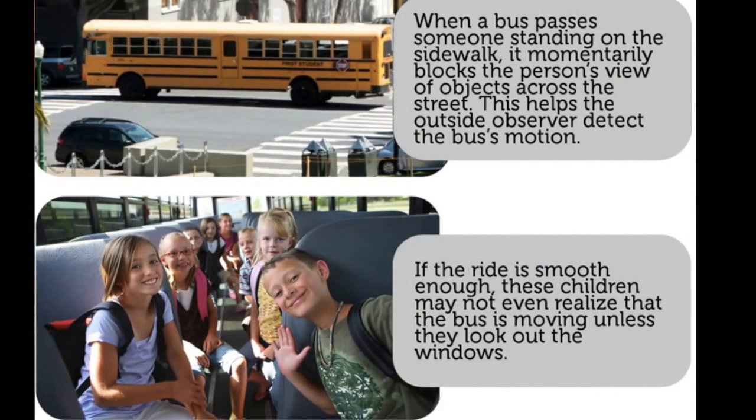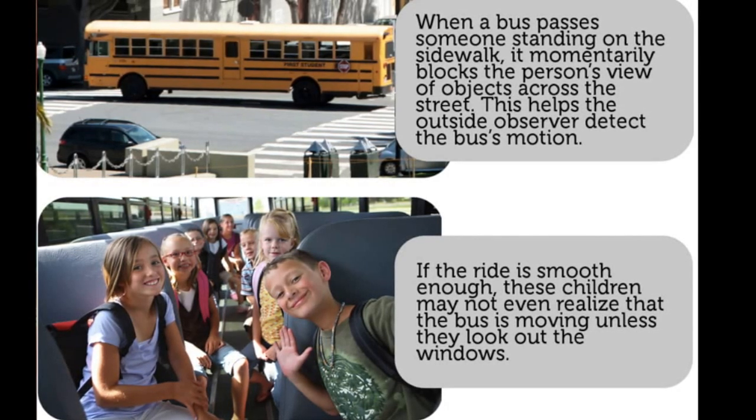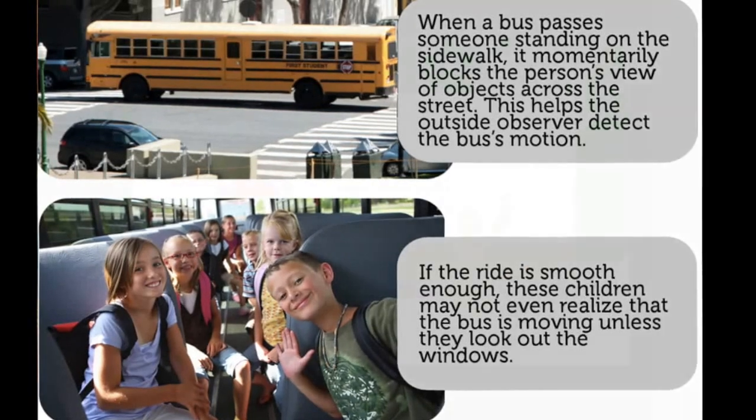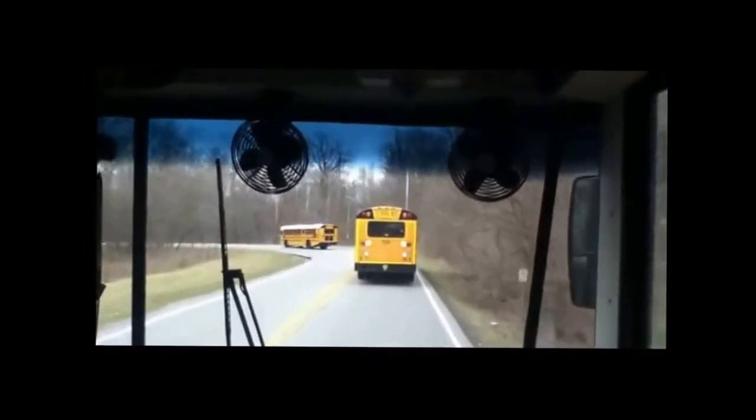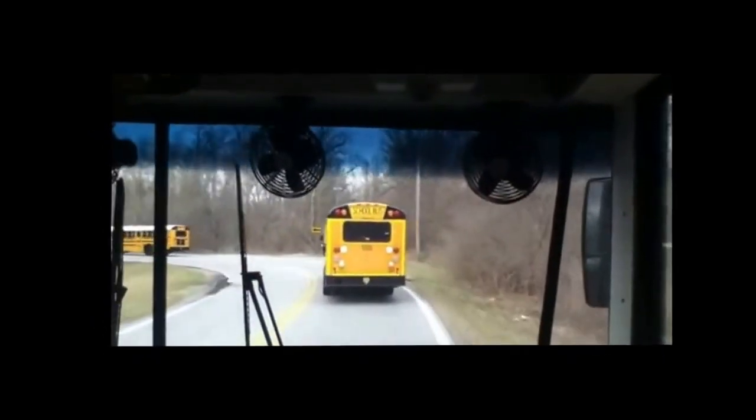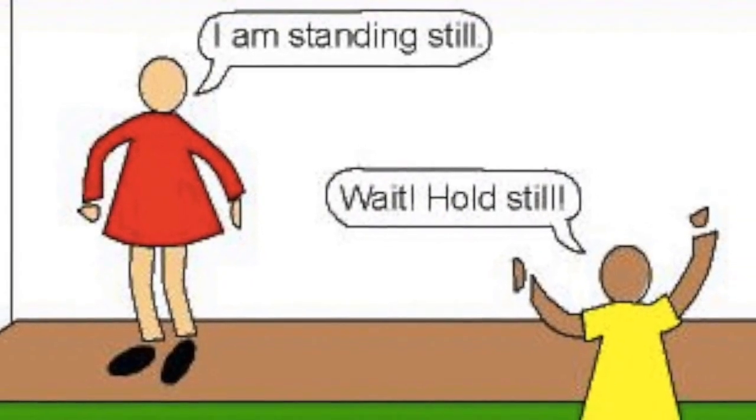The bus isn't moving relative to them, and if they look at each other sitting on the bus, they don't appear to be moving either. If the ride is really smooth, the children may only be able to tell that the bus is moving by looking out the window and seeing you and the trees whizzing by. So we perceive motion based on our frame of reference.